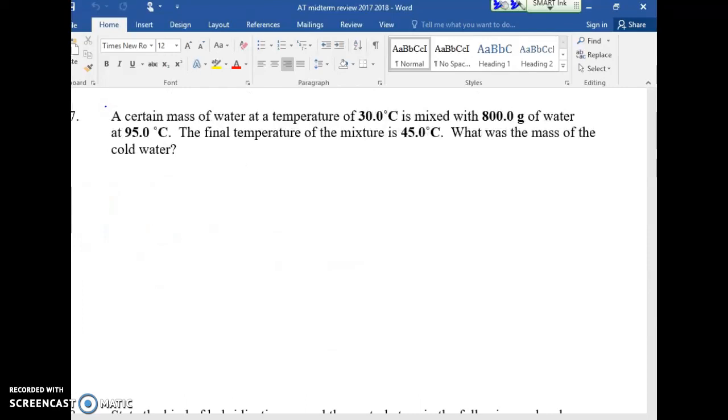Okay. Number 7 is a calorimetry question. It's the one that no one's really that crazy about. What are we dealing with here? I have a certain mass of water at a temperature of 30. And I'm going to mix that with some much warmer water. I know how much there is, 800 grams, and I know that warmer water is at 95. I know that when all is said and done, once they're mixed, you're going to have a final temperature of 45. I want to know what the mass of the cold water is.